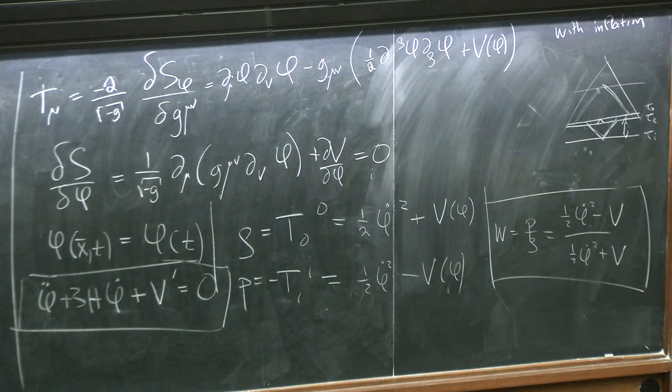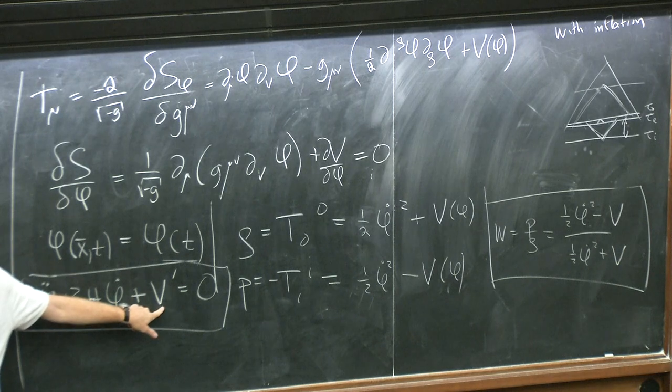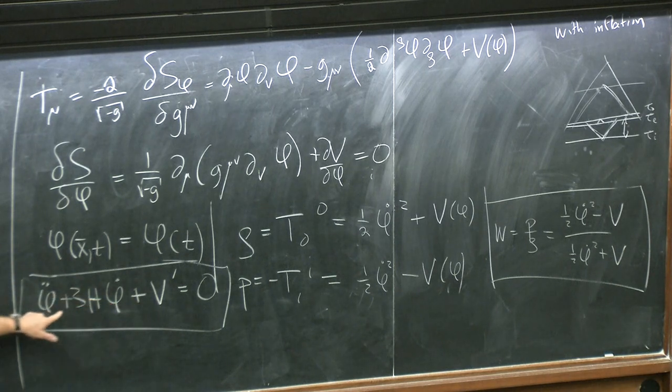If you look at this equation of motion, it's like the equation for a particle. If you think of phi as like x, it's like the equation of motion for a particle subject to a force minus dV by dx. Here's its acceleration, with a friction term, which is proportional to H, right? This is like a positive friction term. That's the right sign for a friction term. It would slow the motion of the particle down.